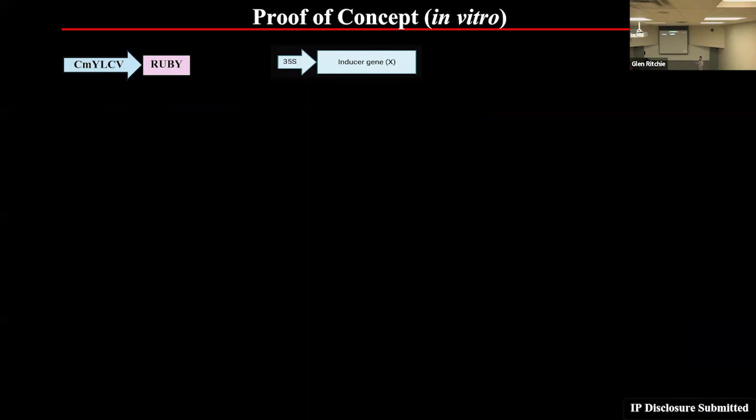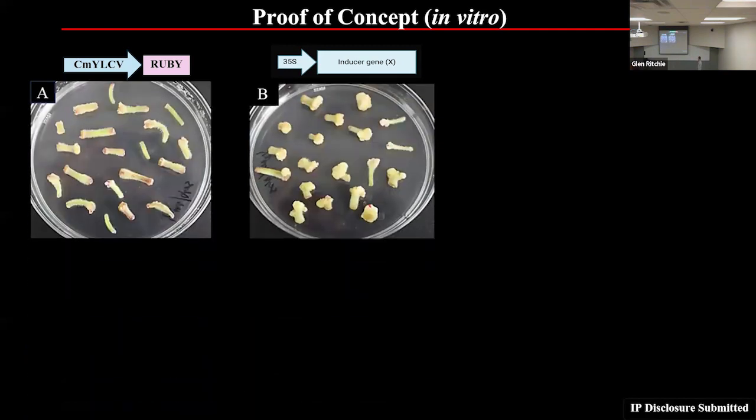So after I made those constructs, I wanted to check whether they are actually working or not before I move on to injecting and transforming directly in planta. So I have generated two different constructs. One has only the Ruby gene under the CmYLCV promoter, with nothing else, and the other has my inducer gene under the 35S promoter. I used these two constructs and did conventional tissue culture taking tobacco explants.